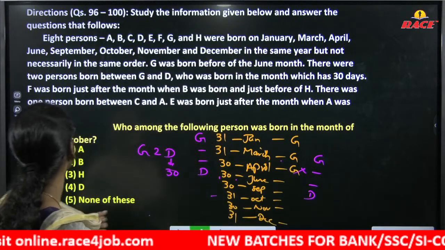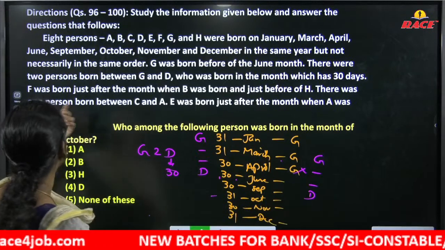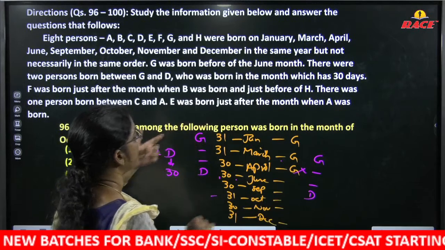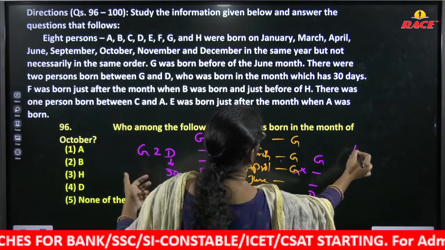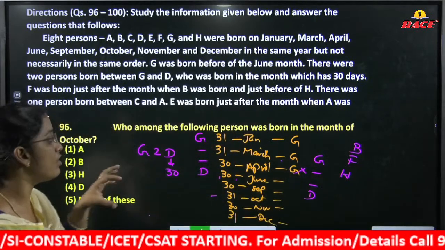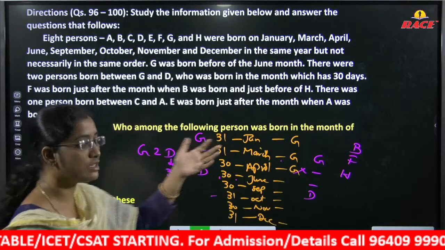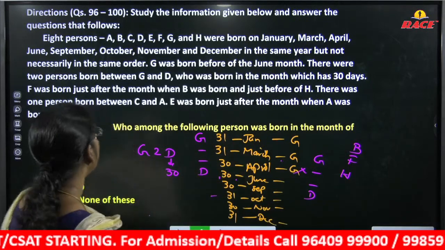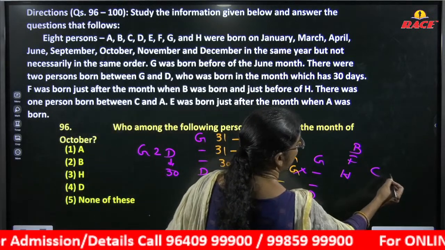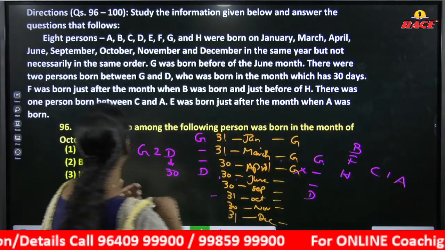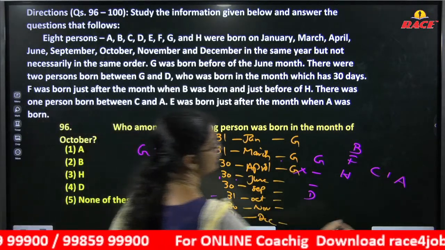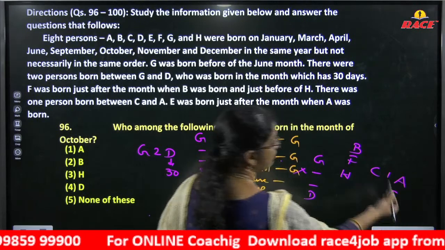Then the information: F was born just after the month when B was born, and just before H. That means B, F, H are in order. Then there was one person born between C and A, so in between C and A only one person is there. Then E was born just after the month when A was born.